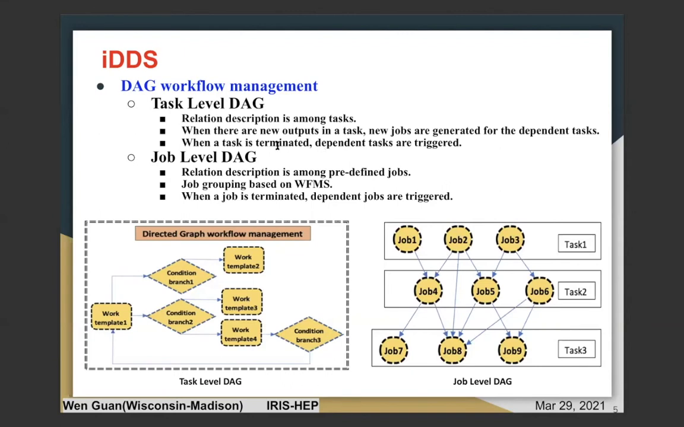The other DAG management is job-level DAG management in iDDS. In this model, the relationship description is among predefined jobs, and the jobs are grouped based on the WFMS. When a job is terminated, iDDS will trigger the release of dependent jobs or terminate the workflow.